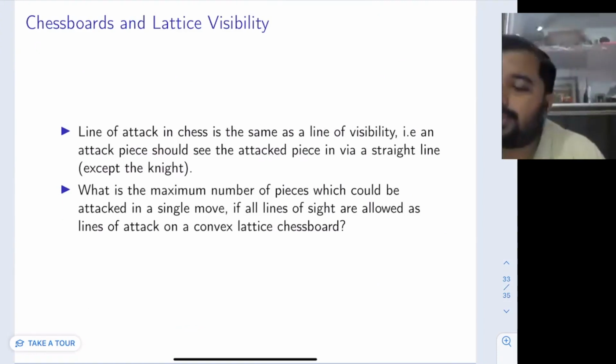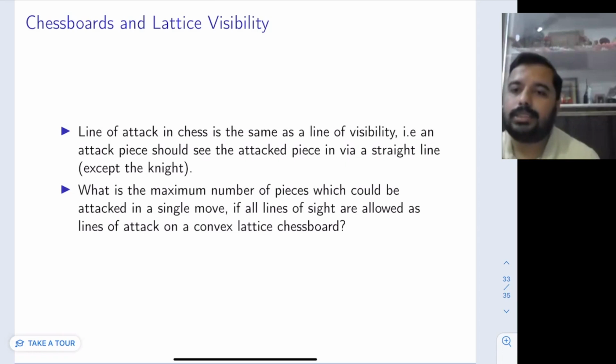And another one is a work that is going on currently, about chess, thinking of a chessboard as a lattice polygon and asking a question. First of all, the line of attack in chess is again in terms of visibility, except for the knight, which performs these 2.5 steps. Apart from that, all attacks are in terms of visibility, meaning that your attacking piece should be able to see the piece that is going to be attacked in various ways. So there are certain lines of sight allowed.